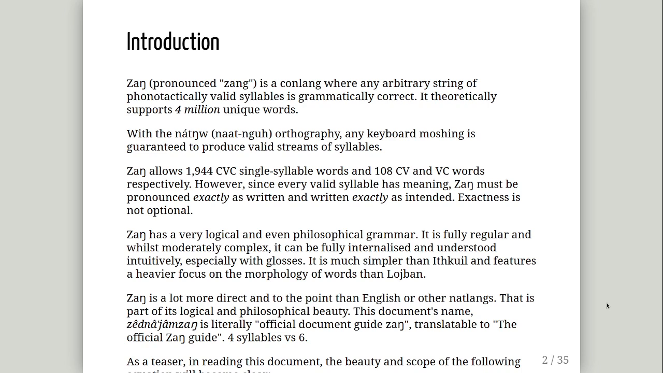Now, the interesting thing about Zhang is that it allows 1,944 single syllable words. So consonant, vowel, consonant. Stuff like duk, dup, ngup, just anything. But you can put them together and create any valid sentence.